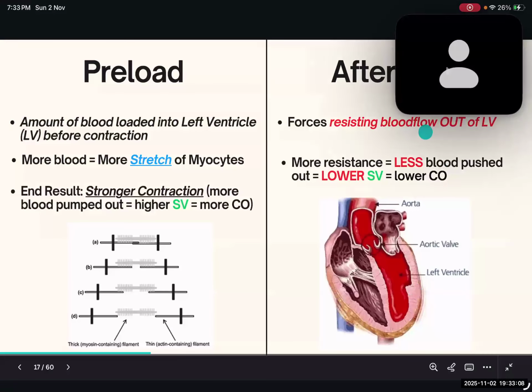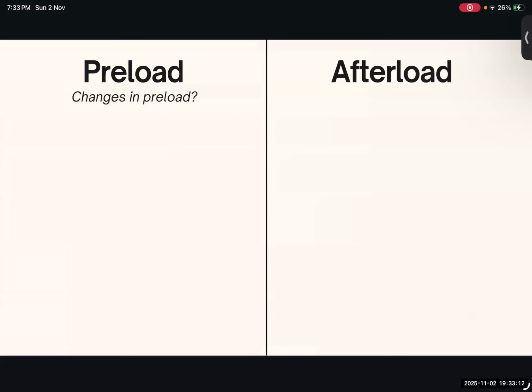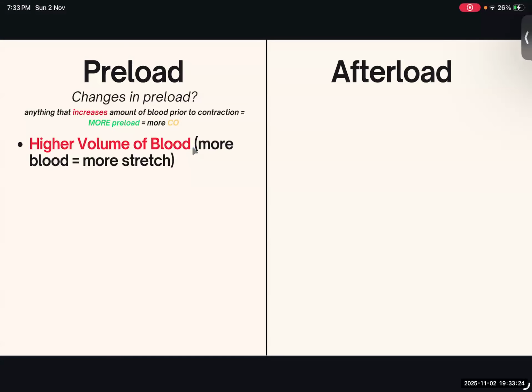So now let's talk about how we can modify preload and afterload. How do we change preload? So anything that increases the amount of blood prior to contraction is going to equal more preload and more cardiac output. So a higher volume of blood, like increased venous return, for example, will equal more blood into the ventricle and more stretch of the myocytes.